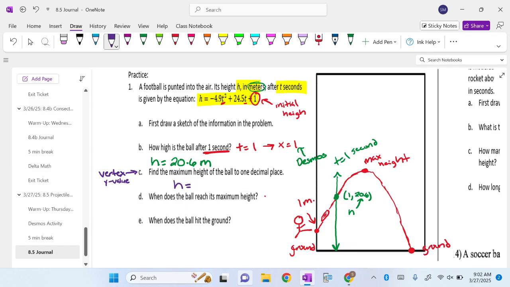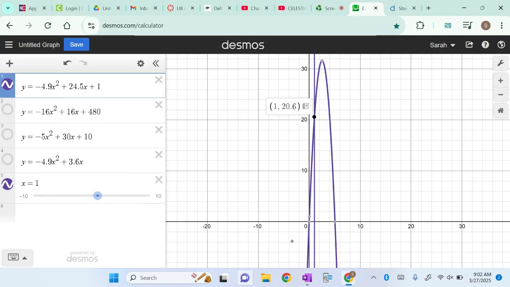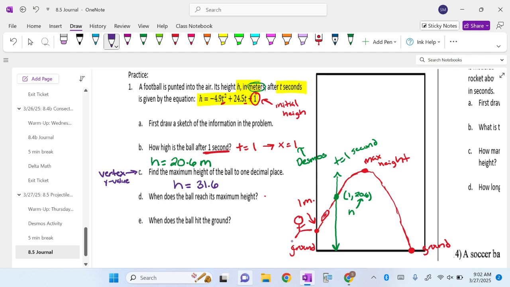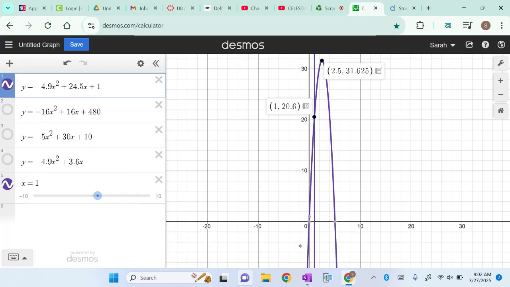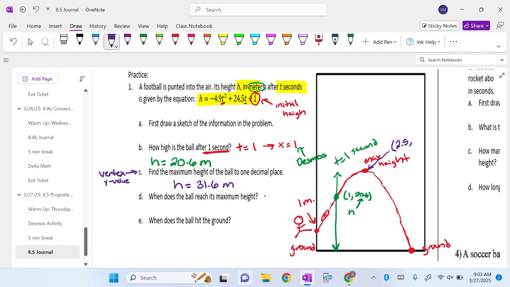31.6. Good. So if I'm looking at Desmos, I'm looking at my vertex of the graph, and I want the y value, which is right here, which is 31.6 because they want us to round to one decimal place. 31.6 meters. So your max height is your vertex, which is right here. It's the point 2.5, 31.6. The 31.6 is our max height.